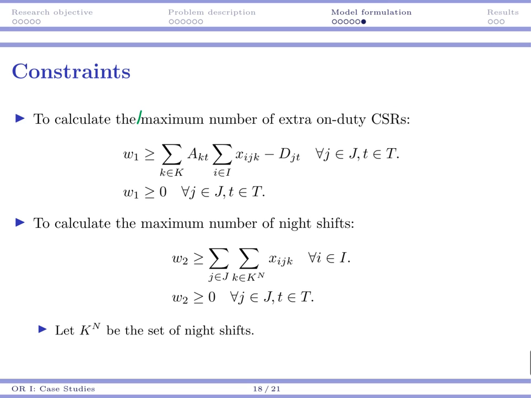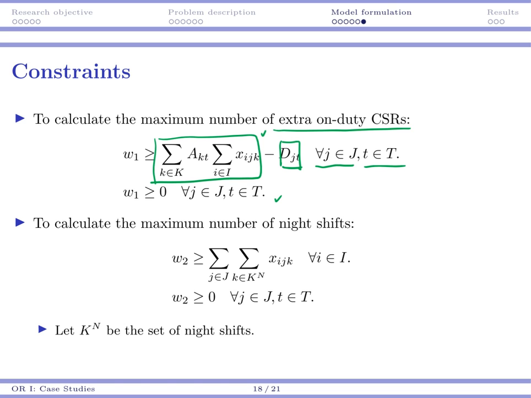So pretty much all we need to do is to calculate extra on-duty CSRs for each period in each day. Then it's nothing but reversing supply and demand. When it is demand minus supply, it's shortage. When it is supply minus demand, it's extra. So in this case, the extra is either positive or 0, just like the way we calculate shortage. Okay, so there's nothing difficult.